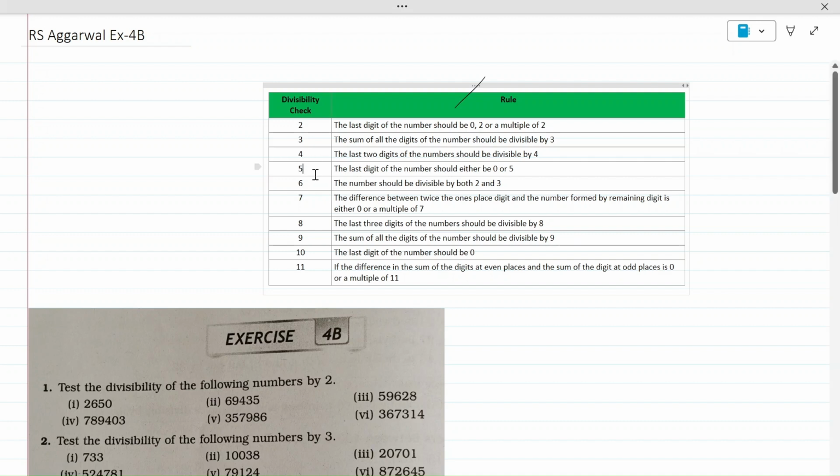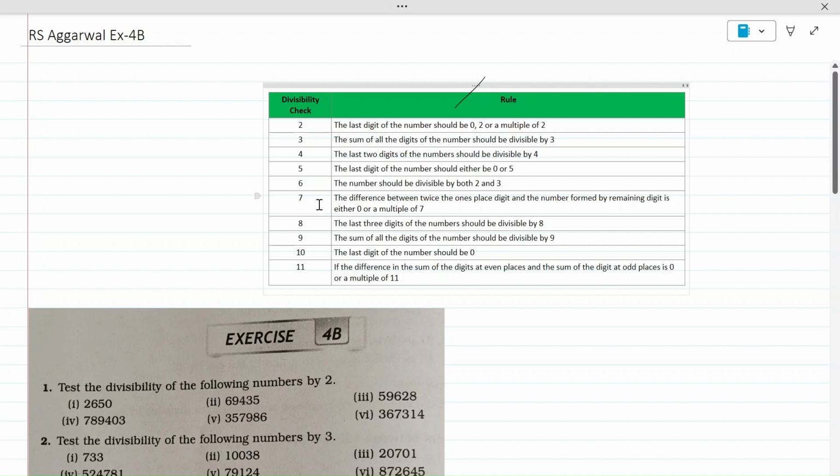Coming to number 5, the last digit of the number should either be 0 or it should be a multiple of 5. Next, we have 6. For this, the number should be divisible by both 2 and 3. So, if the number is divisible only by 2 but not by 3, then it is not divisible by 6 also. So, the rule is that the number should be divisible by both the numbers 2 and 3. Next, we have 7.